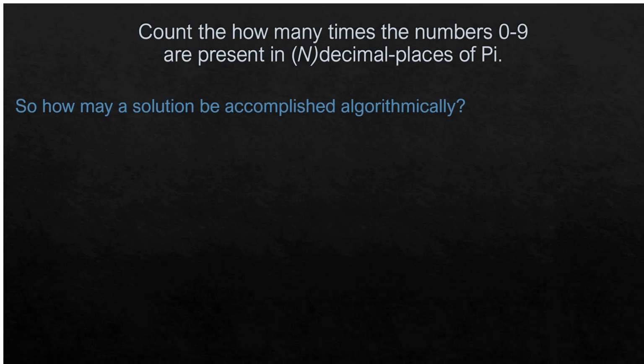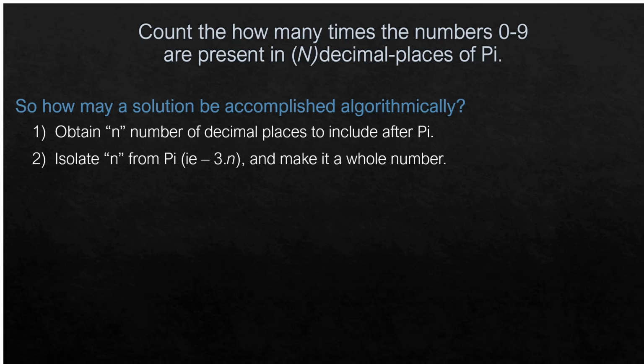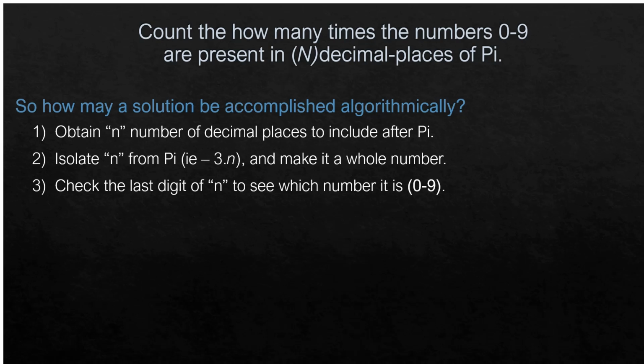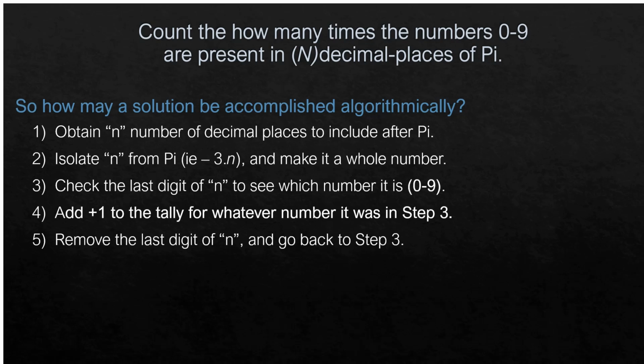So the basic premise, and this is a very rough sketch, is all we have to do is find out how many decimal places we want after pi, isolate those decimal places to make it a whole number, and then check the last digit to see what number it is, add to the tally for whatever that last digit is, remove that last digit, and then go back to step 3 and just repeat the process until we have no more digits left. And these various things, those are the page numbers where these topics are actually covered for how we can do this programmatically. Pardon me on that.